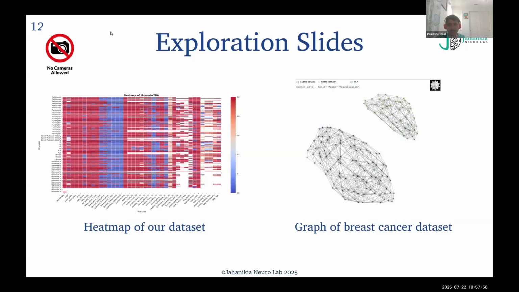And then on the right, we have a reference benchmark of TDA on a breast cancer data set, and this was able to show us how t-SNE and UMAP behave on complex biological data sets. And this data set specifically was well studied and had clear separations, so it helped us create expectations for the clustering behavior on our own data set.